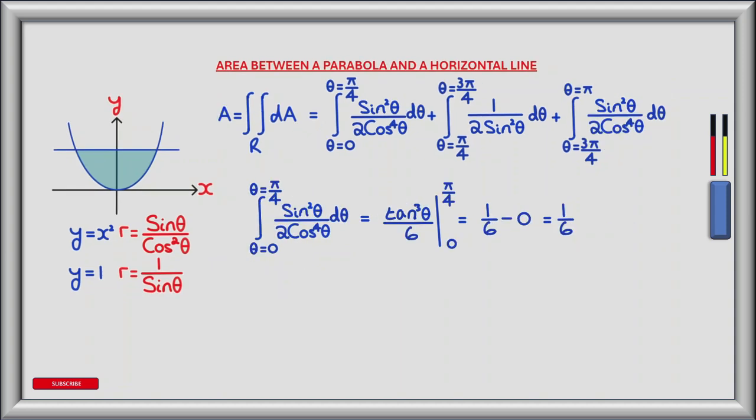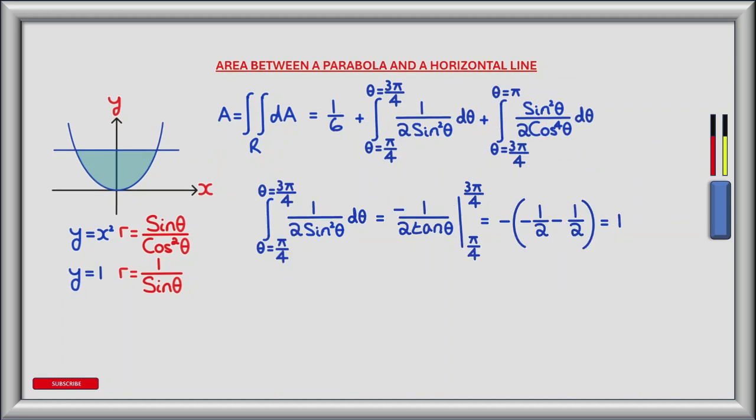Now we can begin work on the outer integrals. The first of these is the integral from theta equals 0 to theta equals pi by 4. And we're integrating sine squared theta divided by 2 cos to the power of 4 theta d theta. The antiderivative of this is tan cubed theta divided by 6, and plugging in the limits of integration, we have 1/6 minus 0, which equals 1/6.